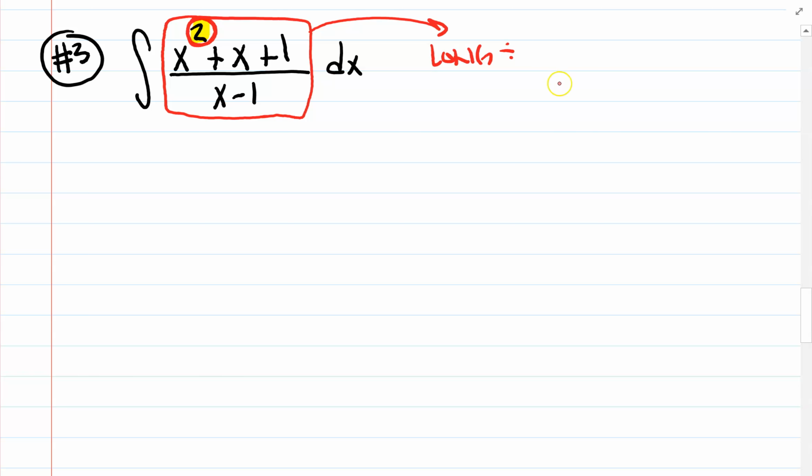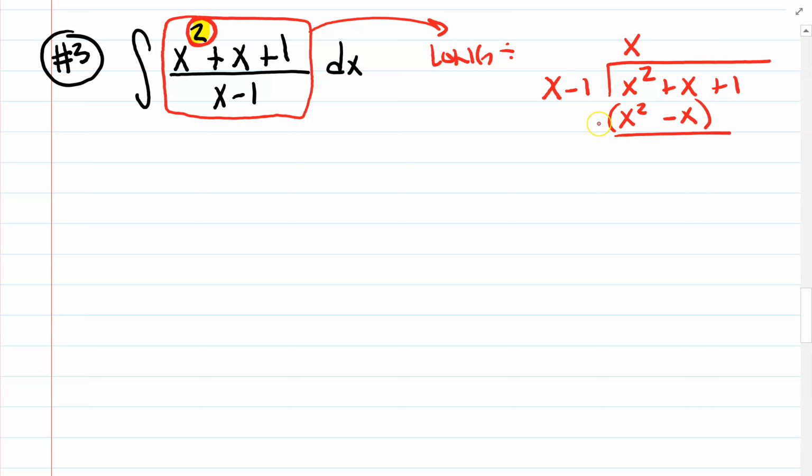So let me remind you how this works. I'm going to take x minus 1 and divide into x squared plus x plus 1. x goes into x squared x times. x times x is x squared, x times negative 1 is negative x. Draw a line, and we're going to subtract.